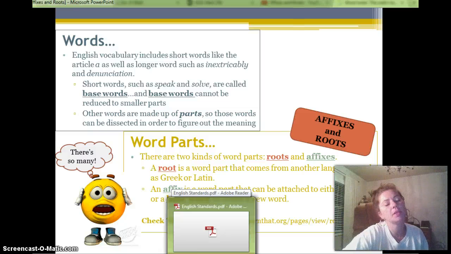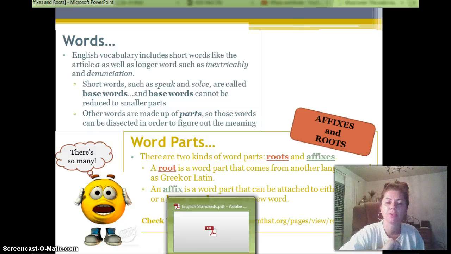Hey everyone, today we're going to go over our second standard that we had in our list. It's called Affixes and Roots. So let's talk a little bit today about words.